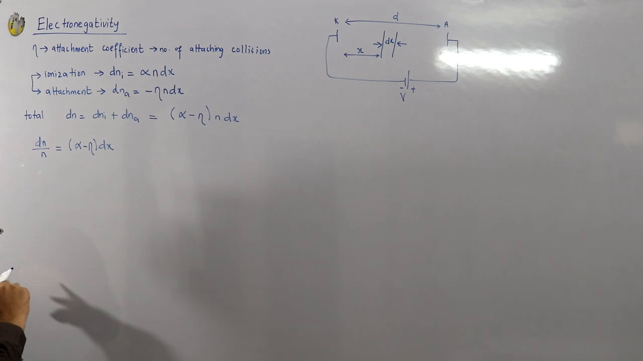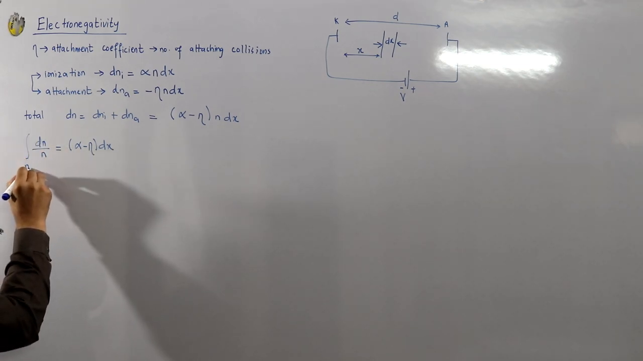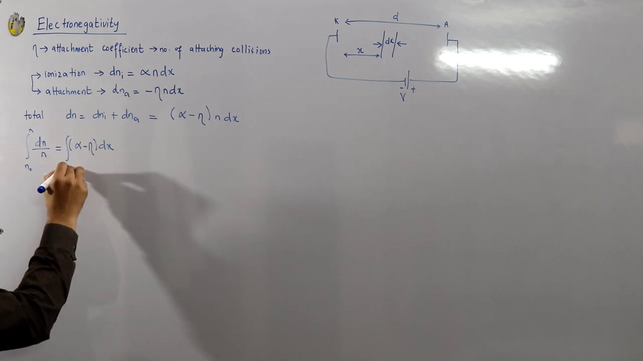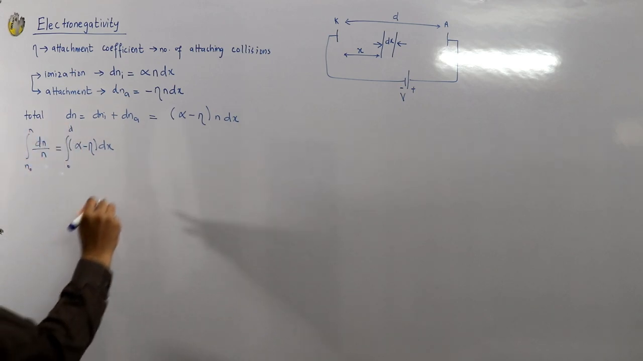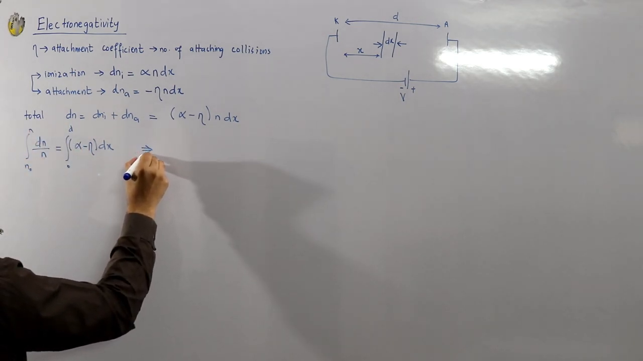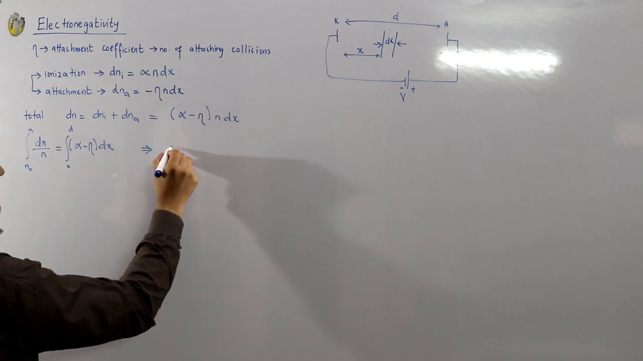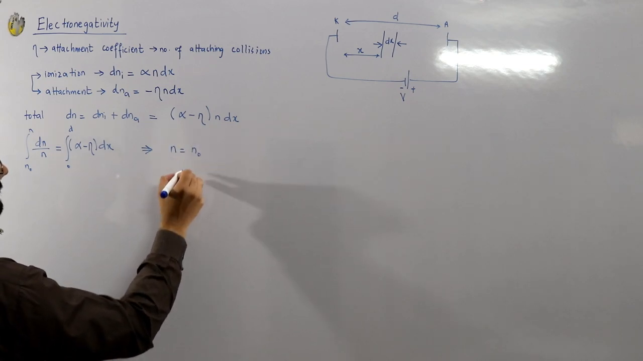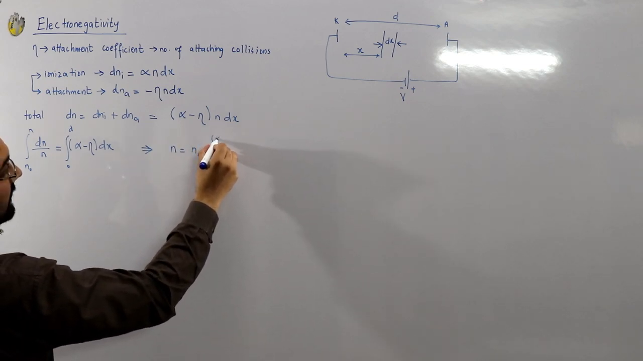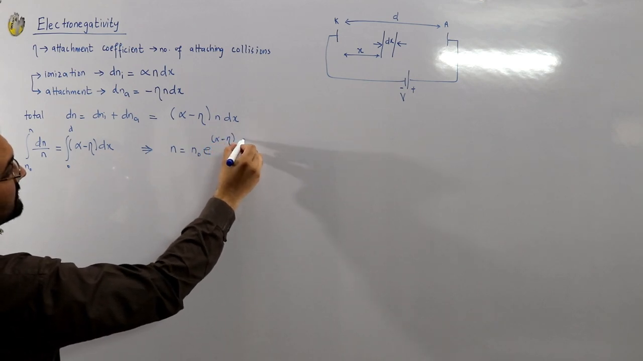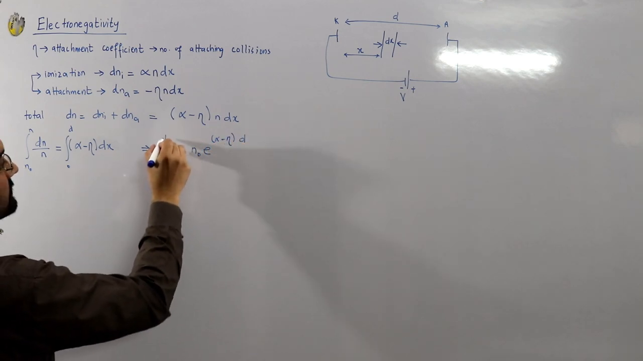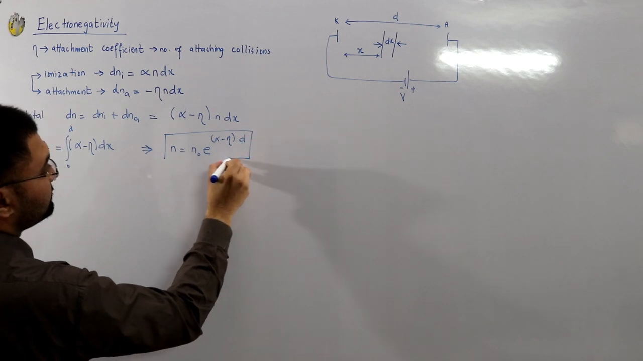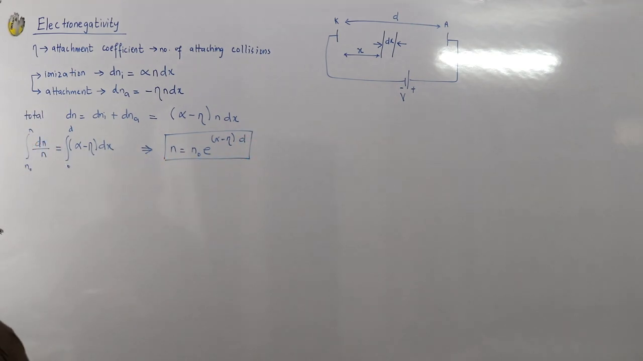Do the integrations, from n naught to n over here, and from 0 to d over here. What do you get after the final integration? You get n equal to n naught times the exponential of alpha minus eta times d. So this is it. Now this marker is not working properly.